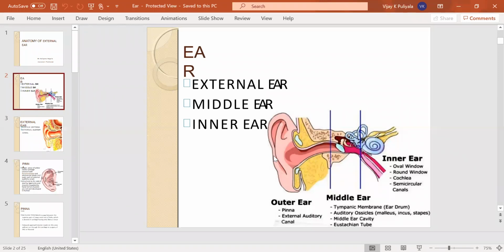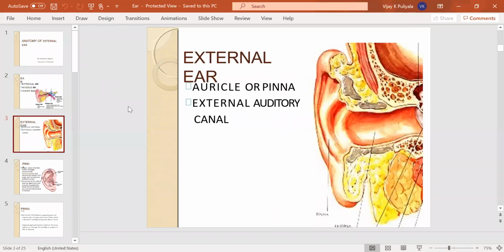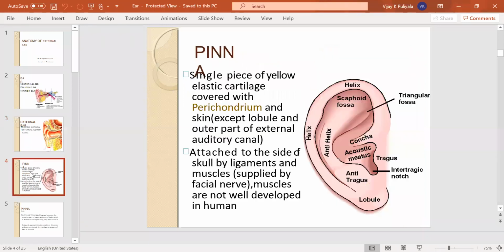Today's class is about the external ear. The external ear consists of mainly two parts: the auricle or pinna, and the external auditory canal. First we will discuss the auricle. So what is the auricle?